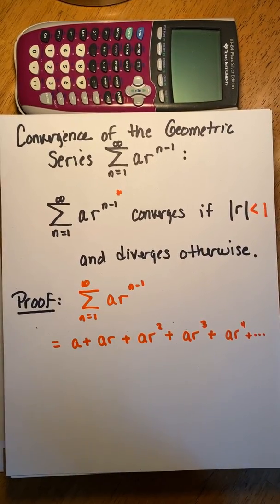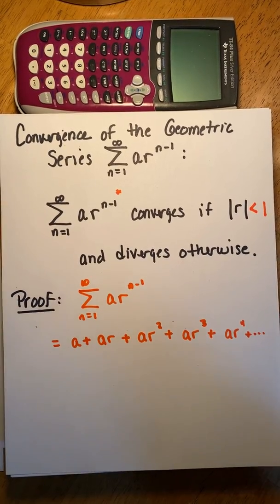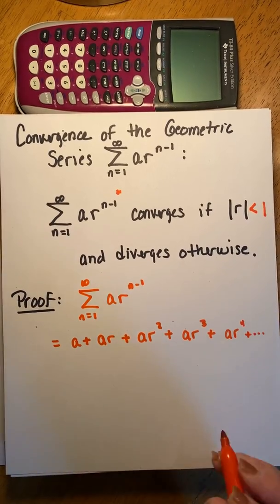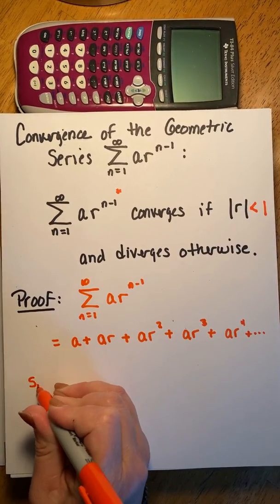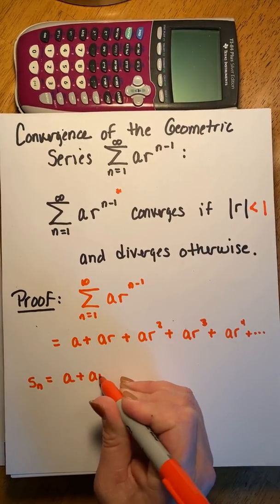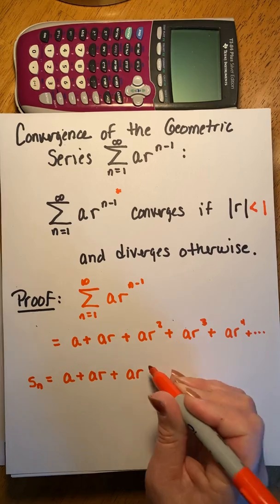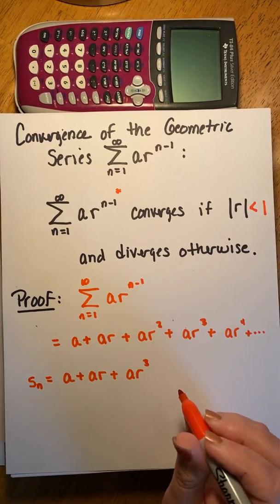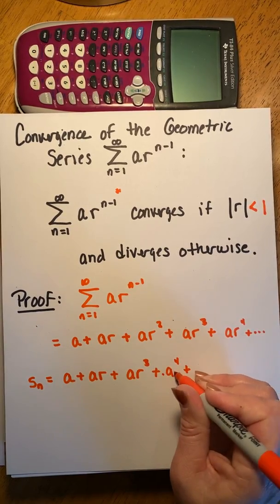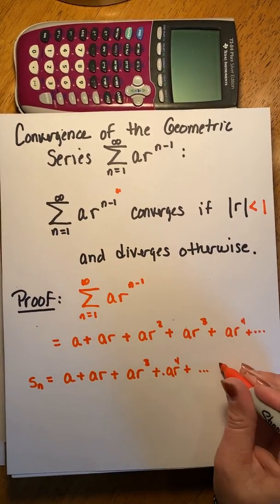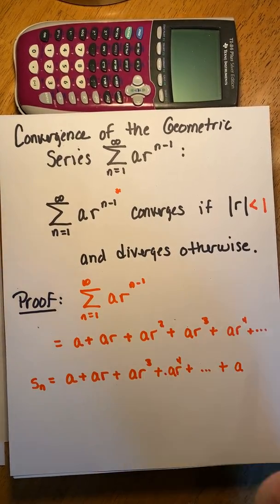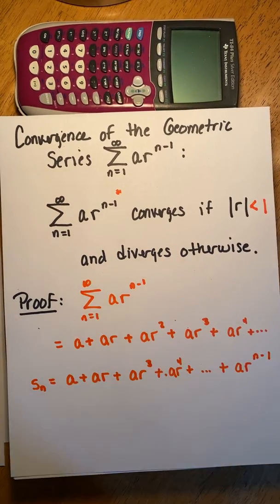Hold on one second. All right, so the nth partial sum would add up to the nth term. So that would be the first term, second term, the third term, the fourth term, and then we would go all the way up to the nth term, which, if we put n in here, would be ar to the n minus 1.